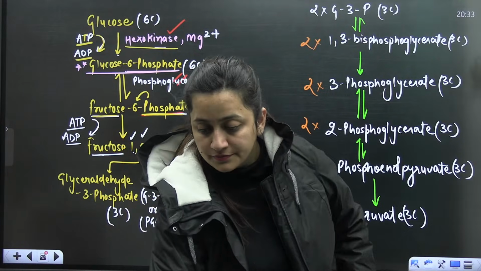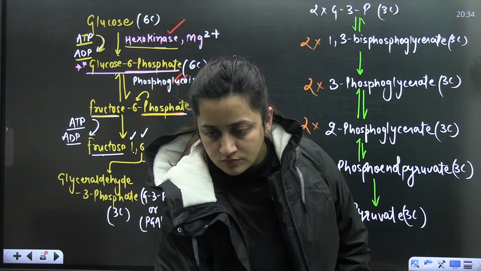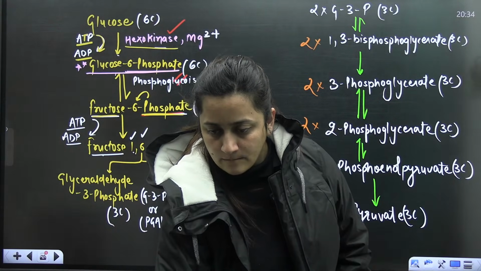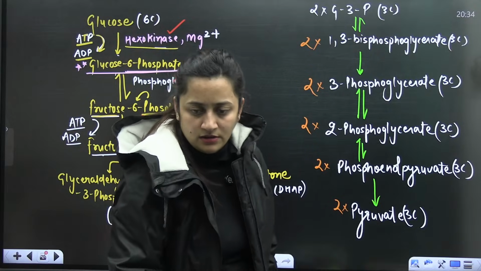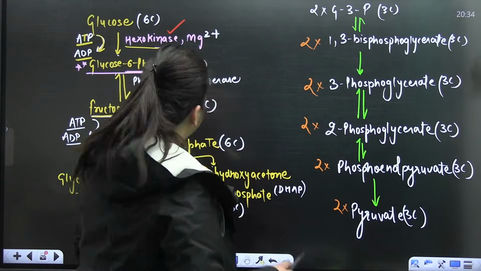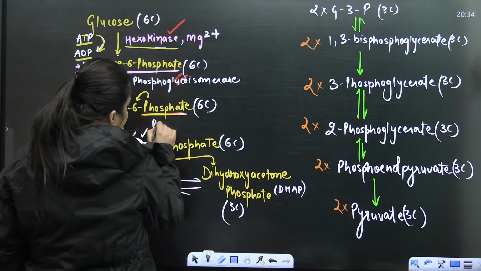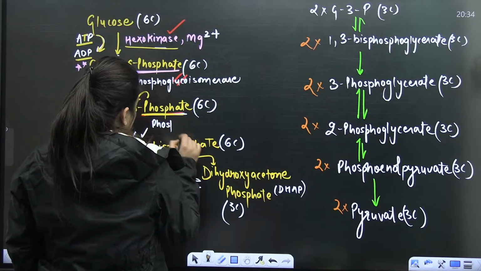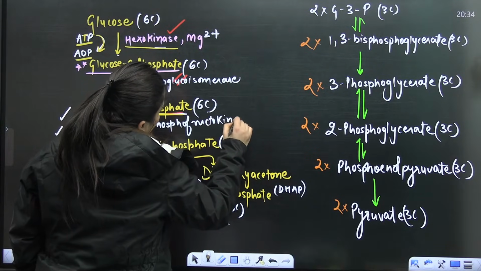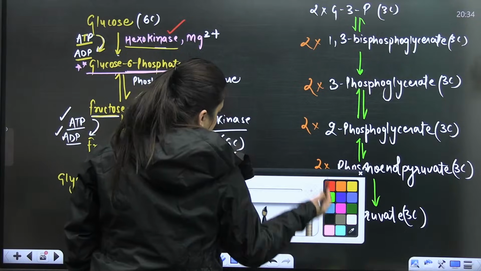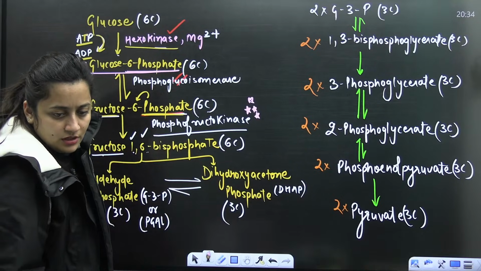Yes? Sure? Up to this part all clear? Up to this part all clear? Sure? So again, here also you are using the ATP. Now, here the enzyme is phosphofructokinase, a very, very important enzyme. Right? A very, very important enzyme. Clear? Are you sure?